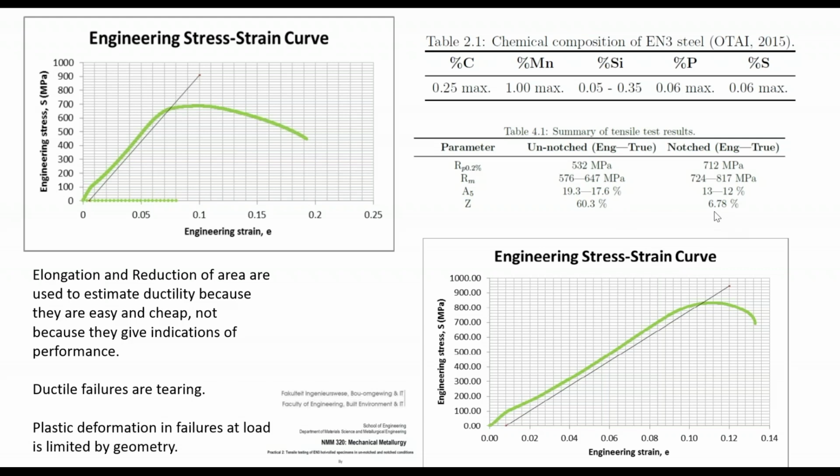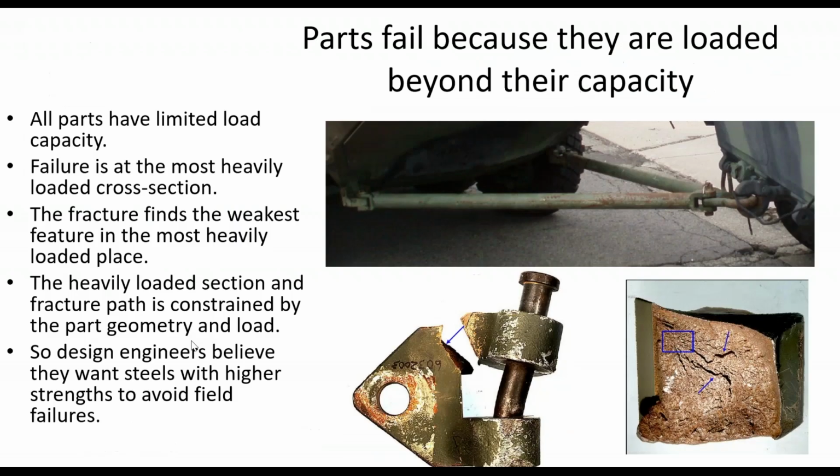So when I do a sound test bar that's smooth without a notch, I'm really using that to get an estimate of the ductility. That estimate is easy, it's cheap, and it's used routinely, but it has no performance implications. I don't plug that number in unless I've done internal testing to develop a relationship between ductility and performance. I don't use that number in the design because it's not really a material property. It's the evaluation of the overall ductility of the material.